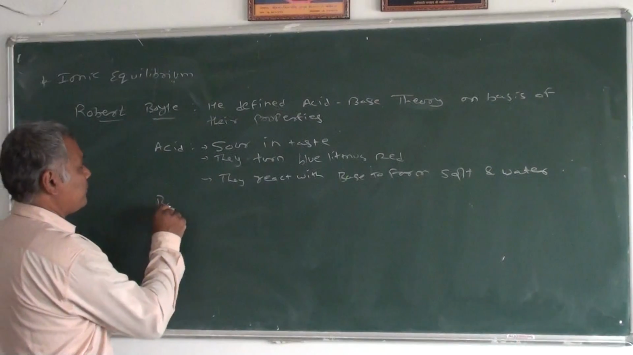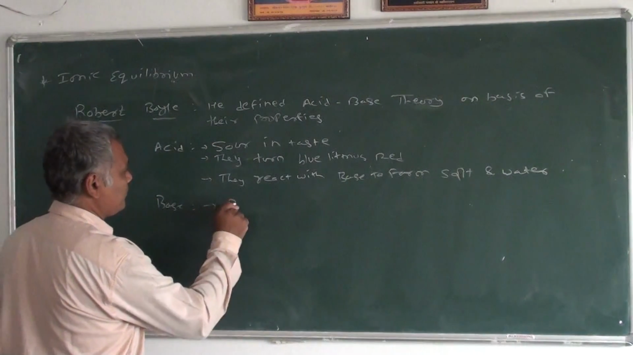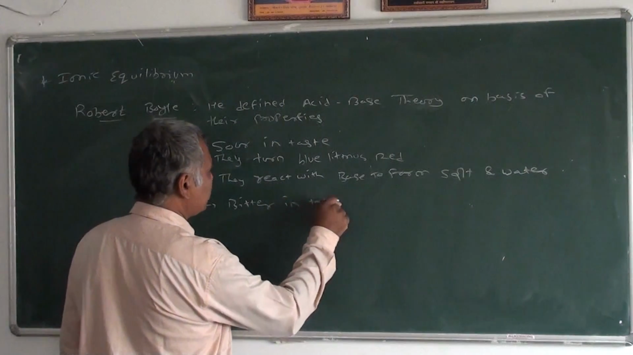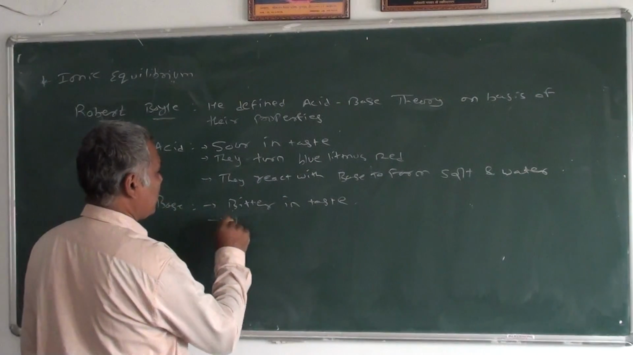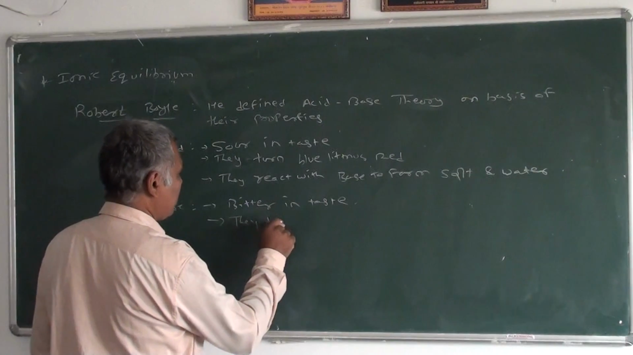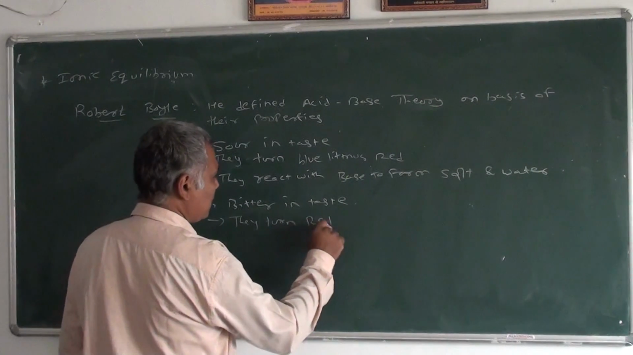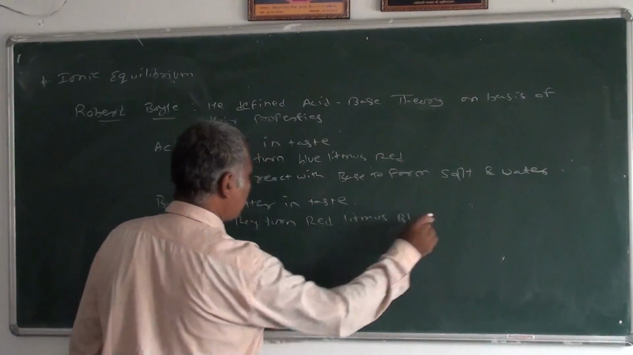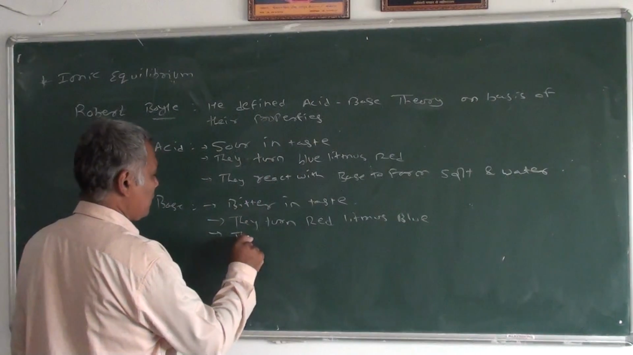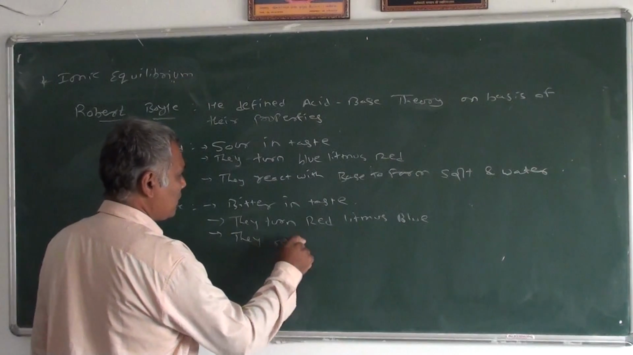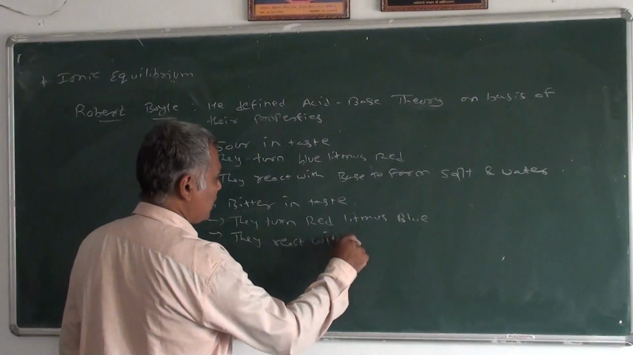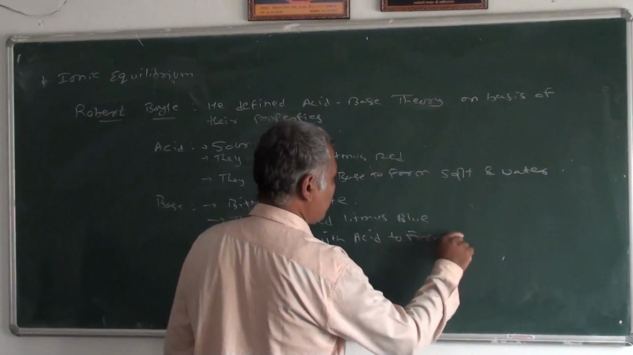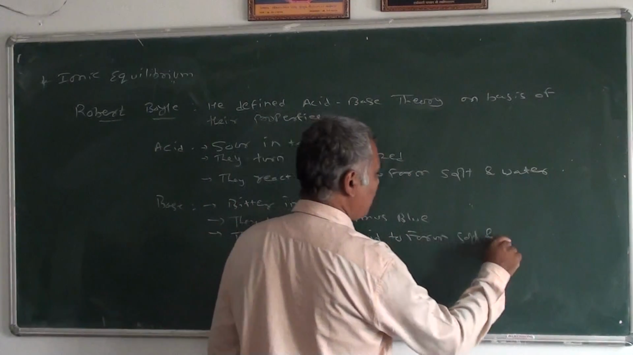Now, bases. Bases are bitter in taste. They turn red litmus paper blue. They react with acid to form salt and water.